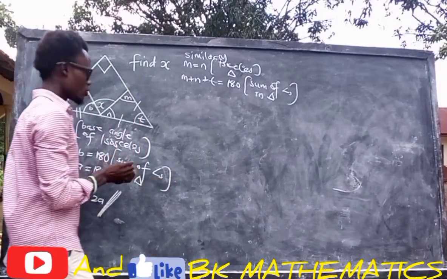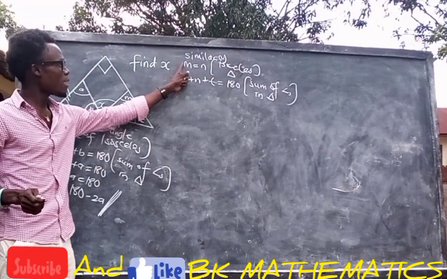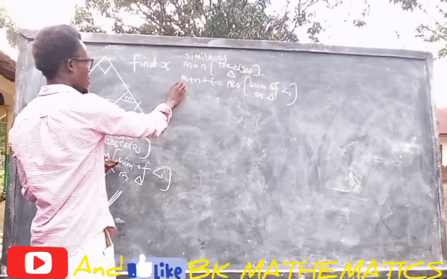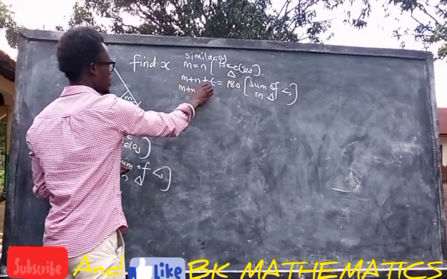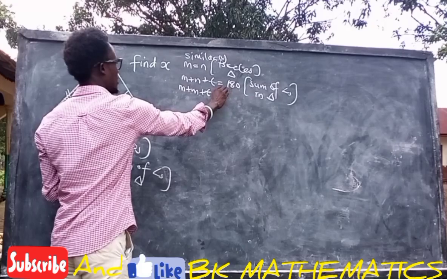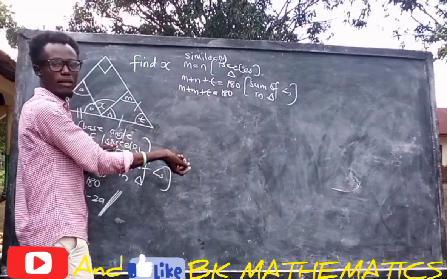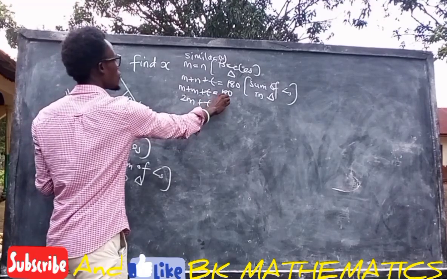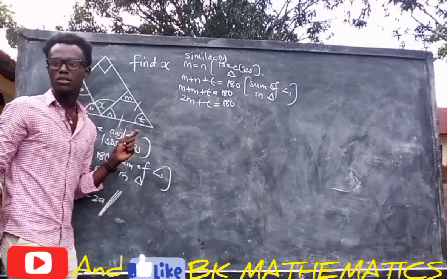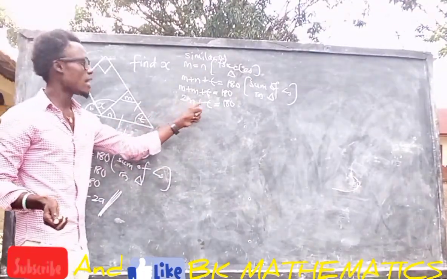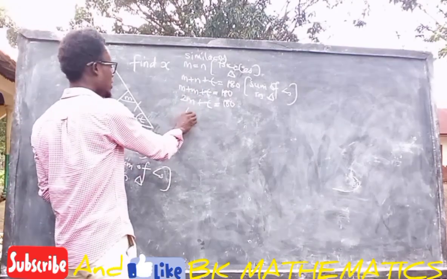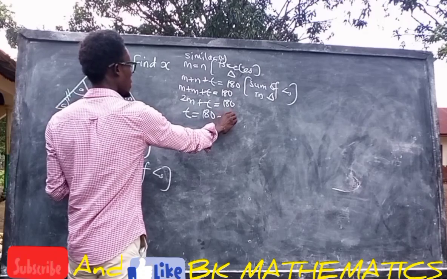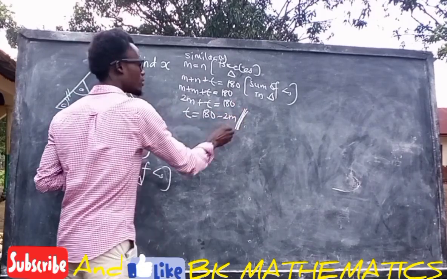But remember, if M is equal to N, just like N is equal to M, then M plus M plus T becomes 180 degrees. Then M plus M giving you 2M plus T becomes 180 degrees. But remember, you want to find the value of T. Then T becomes 180 minus 2M. So this is the value of T that we want to find.